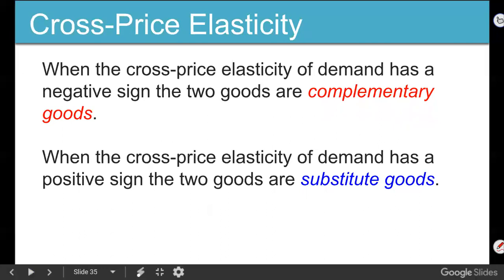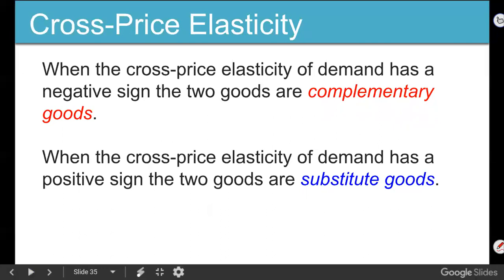I think we talked about this, but if you end up with a negative number there, the products are going to be complementary. Because if the price of peanut butter gets more expensive, I'm going to buy less peanut butter. Well, I'm going to buy less jelly too because they're complements for one another. So if the price of peanut butter goes up, the sales for jelly would go down.